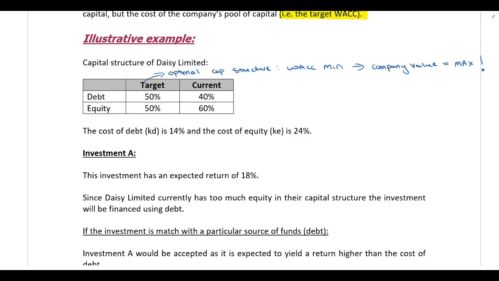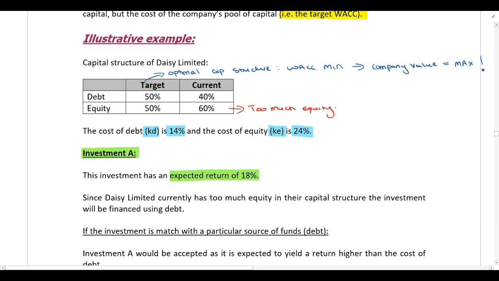What do they currently have? Currently, they've got 40% debt and 60% equity. So currently, they've got too much equity in their capital structure. We are then told that they have a cost of debt of 14% and their cost of equity is 24%. Now, I want you to assume that this company is considering whether or not they should invest in investment A. And they have calculated that investment A has an expected return of 18%.